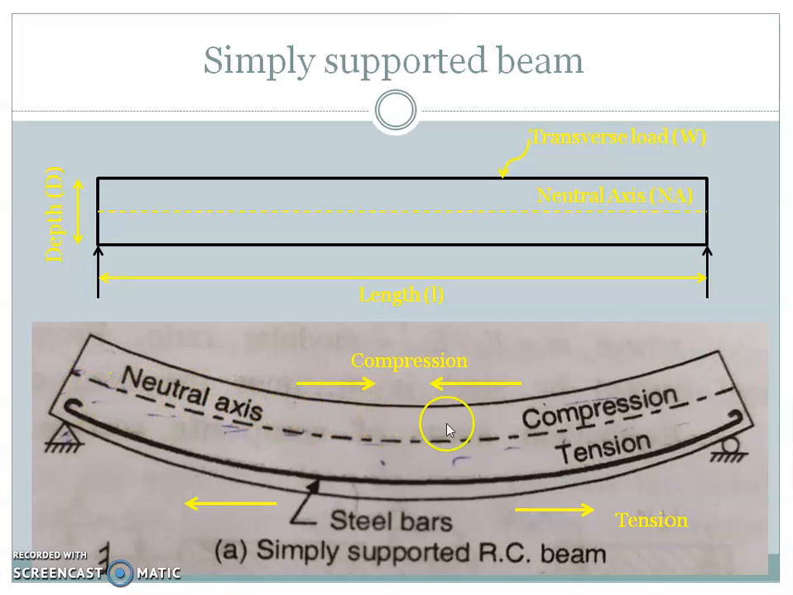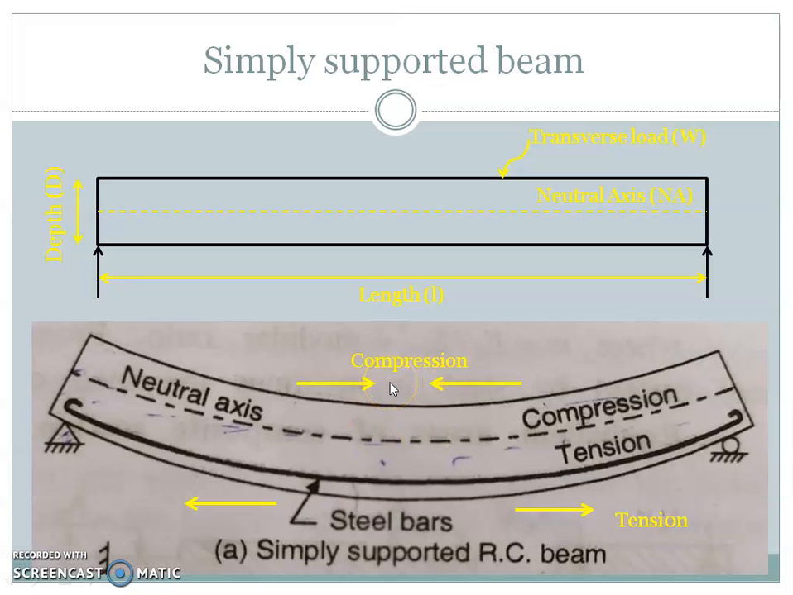So a neutral axis is basically a line that divides the beam into two zones, that is compression zone and tensile zone. Okay, so the steel is provided at the bottom of the beam, that is below the neutral axis, because this portion of the beam experiences tension, and here we need more concrete as this part experiences compression.